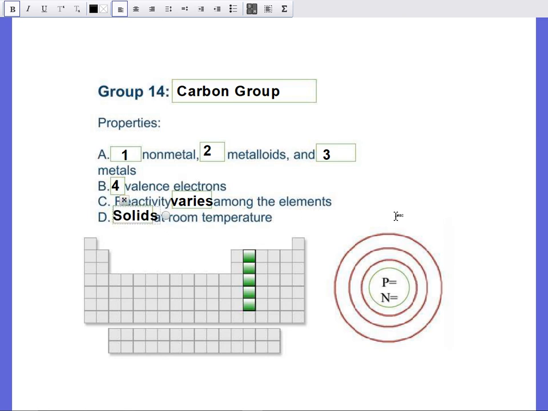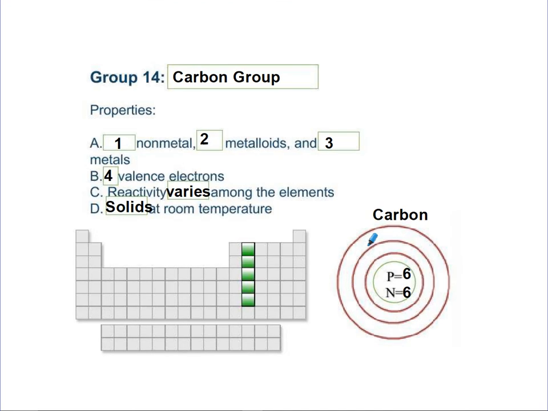So we're going to go ahead and draw carbon. Carbon should have 6 protons and 6 neutrons. Should have 2 electrons in the first energy level and then 4 in the outside.